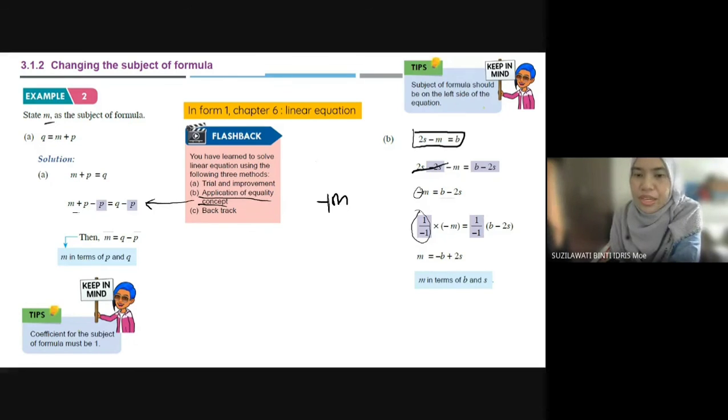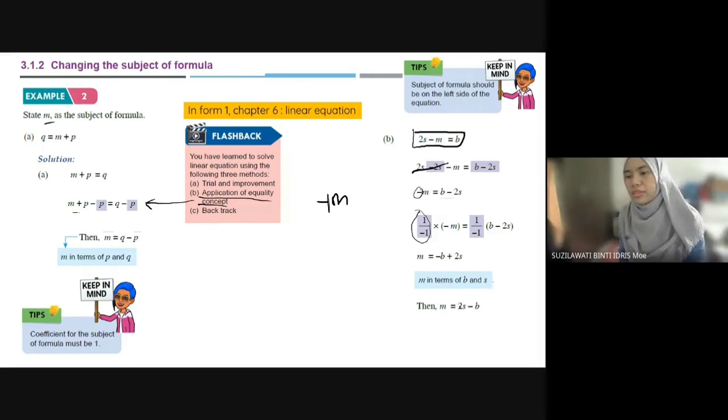Okay. 2s minus b. Yeah, forgot. It's okay. Yang ni sama sajalah. Negative b plus 2s sama saja dengan 2s minus b.